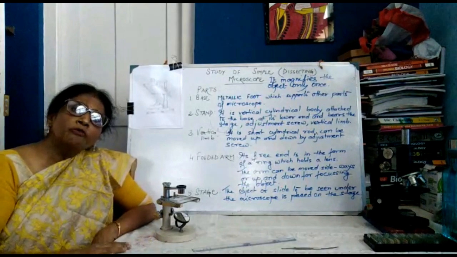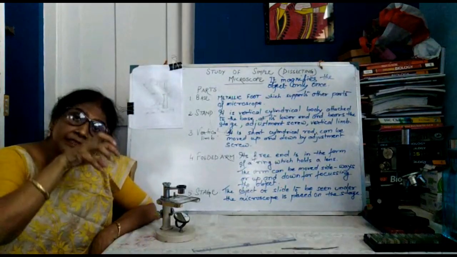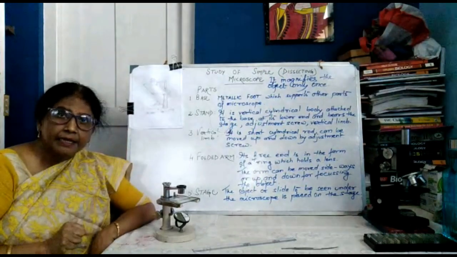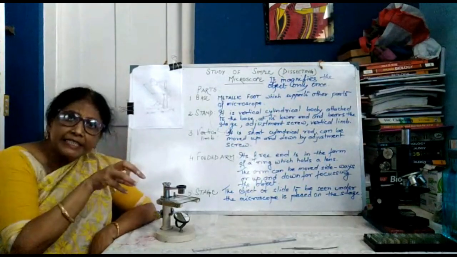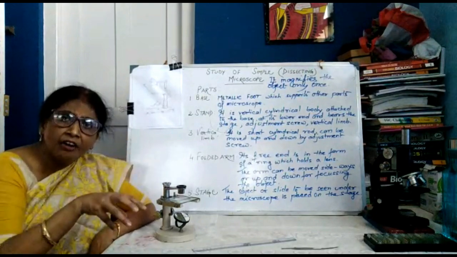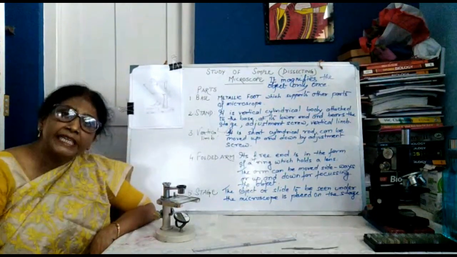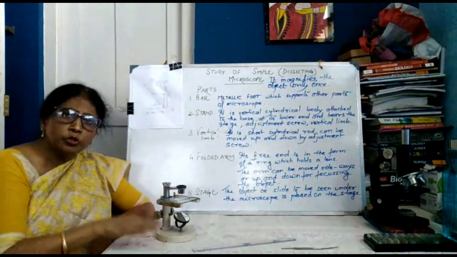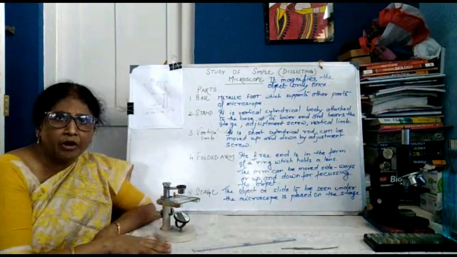In an electron microscope, we can see the structures inside the organelles. That means the mitochondria, what is present inside the mitochondria, and in the chloroplast, the grana and thylakoids are present. These all can be seen under the electron microscope. So today we will study the light microscope, that is the simple microscope and the compound microscope.